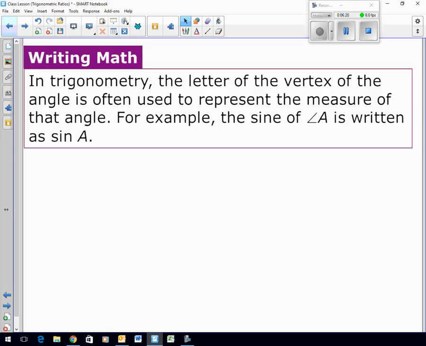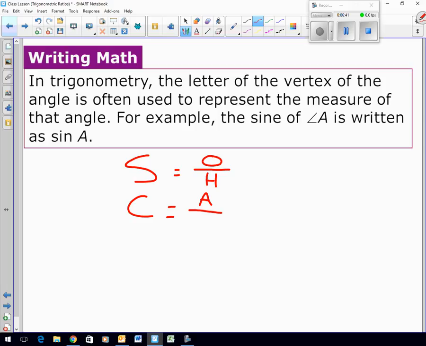SOHCAHTOA. Here's why we call the trig ratios SOHCAHTOA. The sine ratio is opposite over hypotenuse. The cosine ratio is adjacent over hypotenuse. And the tangent ratio is opposite over adjacent. You get SOHCAHTOA out of this.